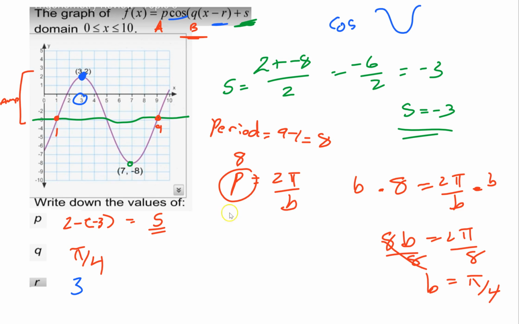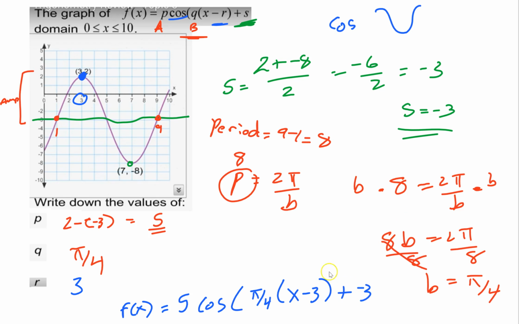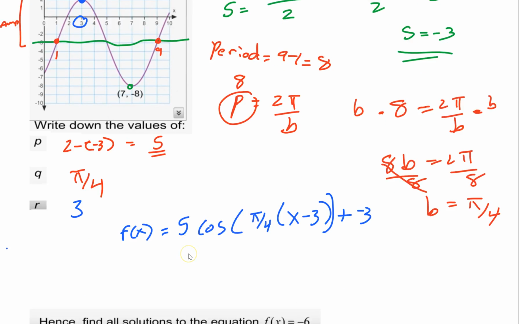So my equation now, if I want to put this all together, it's going to be f of x equals, now they're not asking, but we're going to need it in a second, so I'm doing this. My p, which is 5, cosine of pi over 4, x minus 3, plus negative 3. A little awkward at the end, but it's fine. Okay, so let's move on.